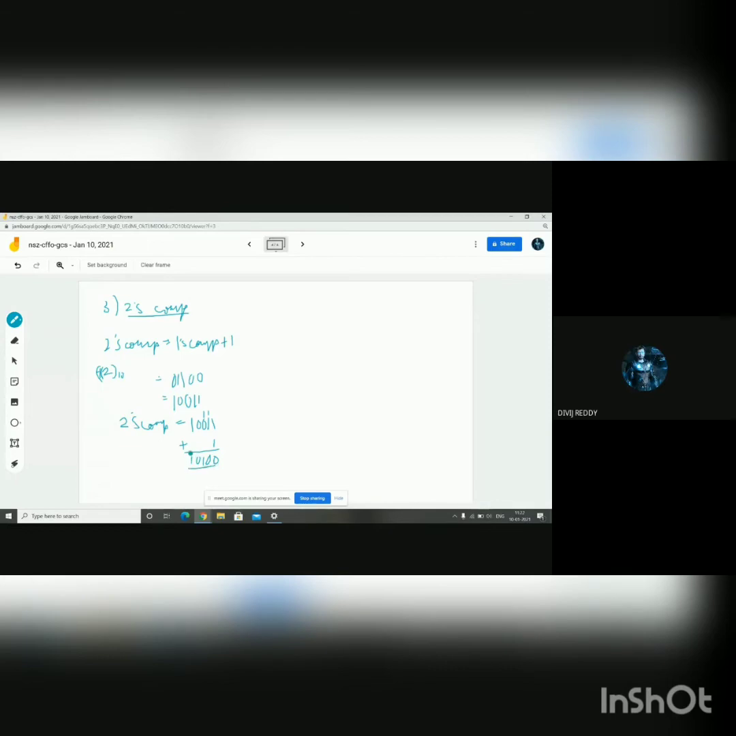In this again the most significant bit is 1, that is a negative number. It is representing a negative number. Always in all negative numbers the most significant bit is 1. So this is the two's complement way of representing minus 12, that is the binary code of minus 12 in two's complement method.